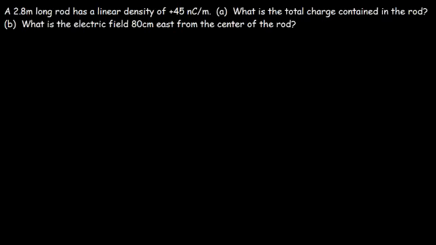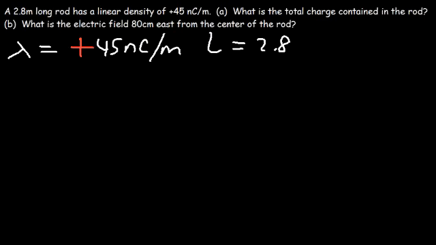Here's another problem that you could try. So we're given the linear charge density, which is positive 45 nanocoulombs per meter. And we have the length of the rod. It's 2.8 meters. And also, we know the value of x, 80 centimeters, which is 0.8 meters. So using this information, let's calculate everything.